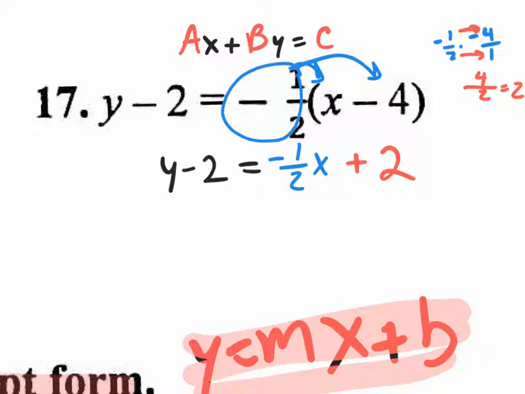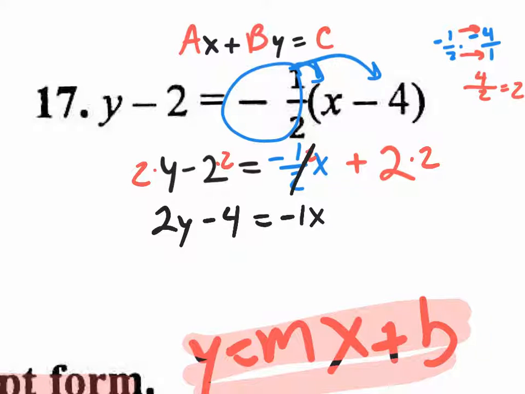Now, because standard form doesn't have any decimals or fractions, we need to get rid of that fraction of negative half. So I'd have to multiply everything by what? 2. So you put a times 2 here, times 2 there, times 2, and even the 2 over here, everything by 2. We're going to get a new equation that says 2y minus 4 equals, the 2's cancel, it becomes a negative 1x, or just negative x, and then plus 4 at the very end.